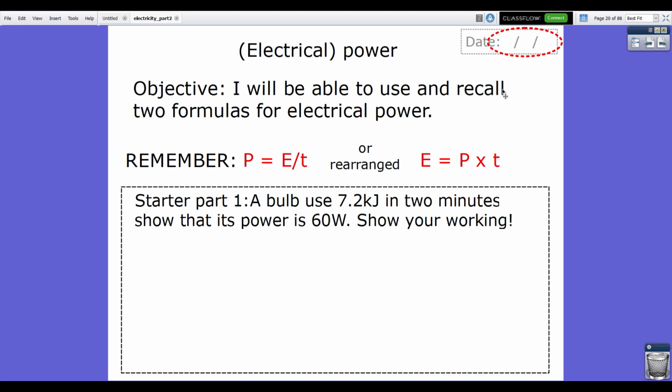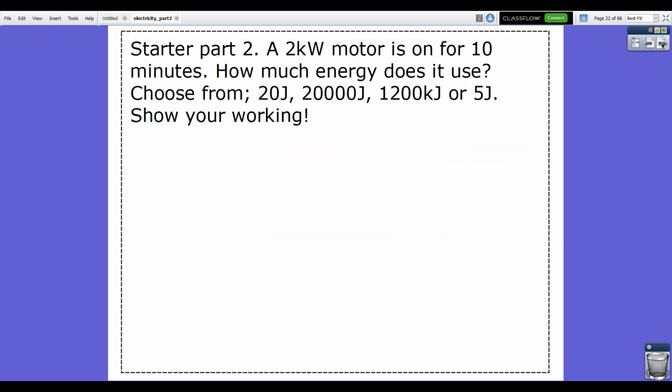Now, we've already come across the term power, so if you need to go back and have a look at what we've done there before, that was in electricity, in energy one. Power is energy transferred or work done divided by time. You could rearrange that to say energy is equal to power times time. If you remember, power is the rate, how much work or how much energy you get through in a certain amount of time. So what I'd like you to do is try and do these two starters that you'll see on your sheet. Starter 1 about a bulb using 7.2 kilojoules of energy, and starter 2.